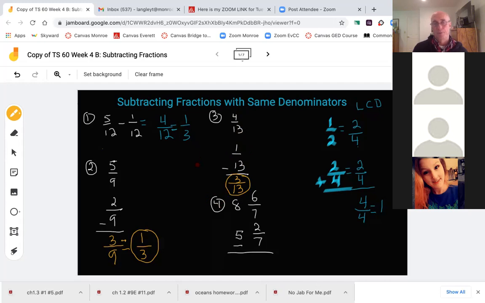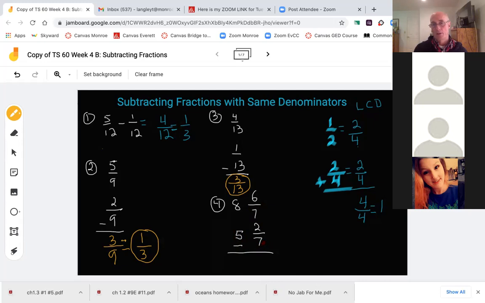Okay. All right. Looking at number 4 here, these are what we call, if you remember, mixed fractions because we're mixing a whole number 8 with a fraction. And it would be said out loud 8 and 6/7. The one below is 5 and 2/7. See that word "and" there? So I'm going to go ahead and subtract.